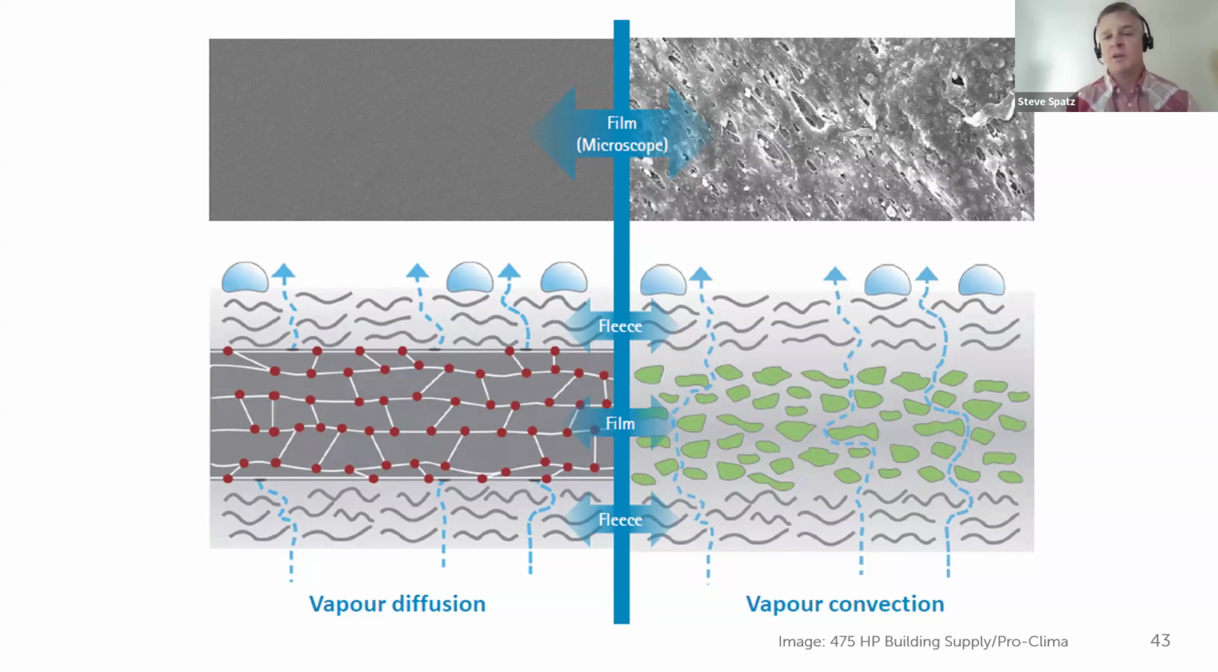That vapor that would be diffused through the material, or drying through that material, does need some space and place to go. That's why we are seeing more integrated drainage planes now. I'll talk about that a little bit further on.